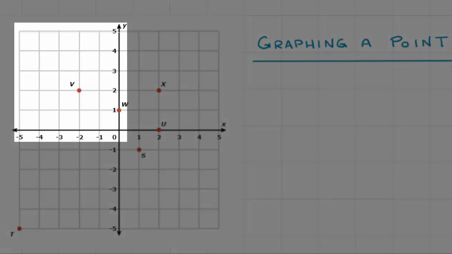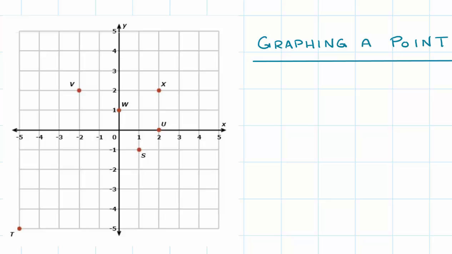So I'm going to go to the left to find quadrant 2. And what you notice in this quadrant is that the y values are still positive. But what about the x's? What you notice in this quadrant is that the x values this time are negative, but the y values are still positive, because we're still going up from 0 on our y-axis.